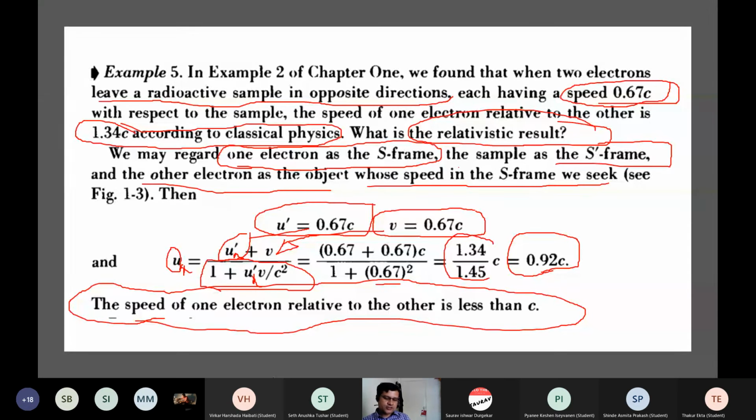So what's your question? You were asking what is the nature of u that we calculated, with increasing velocity of the electron in the opposite direction. So you are approaching towards c. Suppose you have an electron approaching the speed of light, towards c.